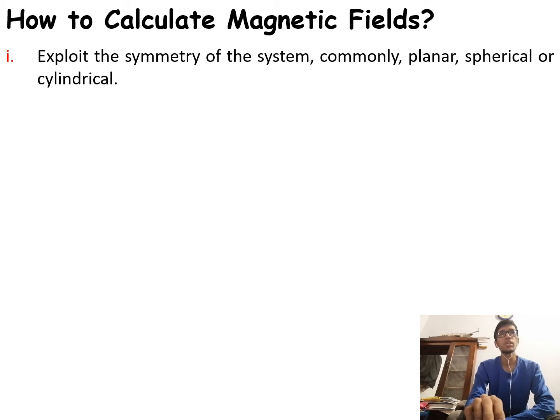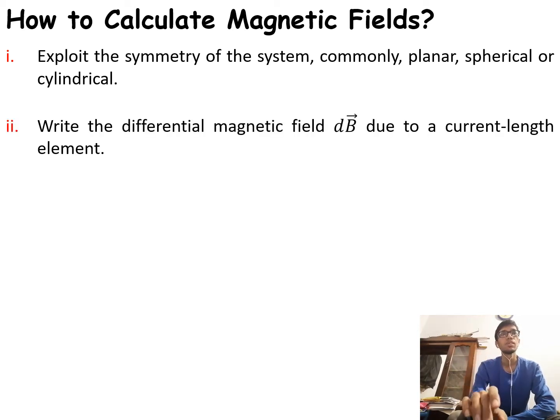So first of all, exploit the symmetry of the system, as we usually do in Gauss's law. That is, understand and figure out what symmetry the system has, either planar or spherical or cylindrical. Because if the system is symmetrical, or we find some sort of symmetry in the system, it would be very easy for us to find the magnetic fields.